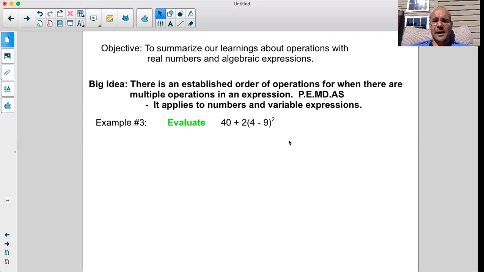I could ask you to evaluate 40 plus 2 times 4 minus 9 squared. And I don't know what that used to look like to you guys. But the word evaluate might be something you had some doubts about. But evaluate means put a number value on it. Stop with this 40 plus 2, blah, blah. It's a real mess. What's the number value for that thing? We want to evaluate it. But since there are a lot of operations there, we don't have to get overwhelmed. We can think through PEMDAS.